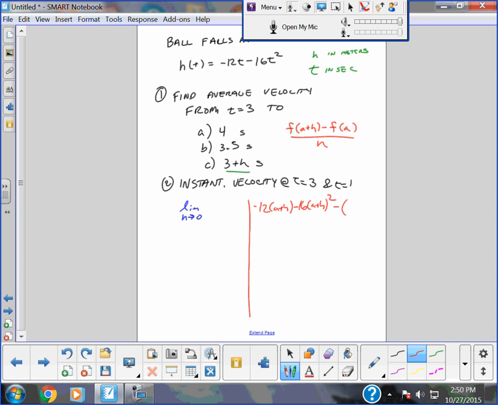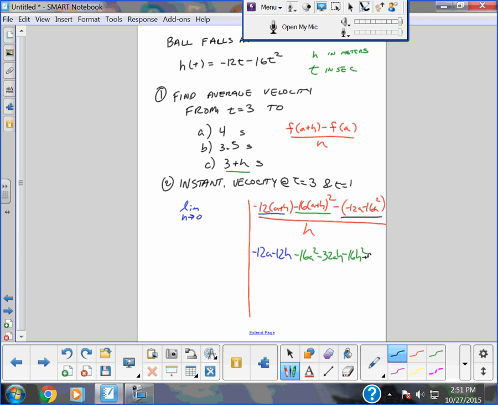Minus, and then I'll put in parentheses so I don't screw up, negative 12a minus 16a squared, and those better disappear, right? All over h. I'm going to do them in colors. I'm going to do this one here, negative 12a minus 12h. I am really good usually at doing the math here, so I'm going to try to skip a step because I think I can.